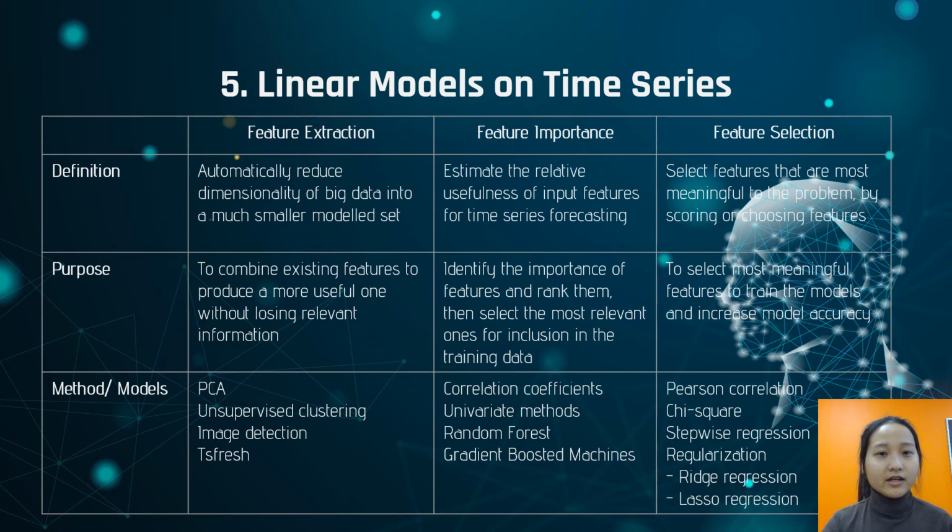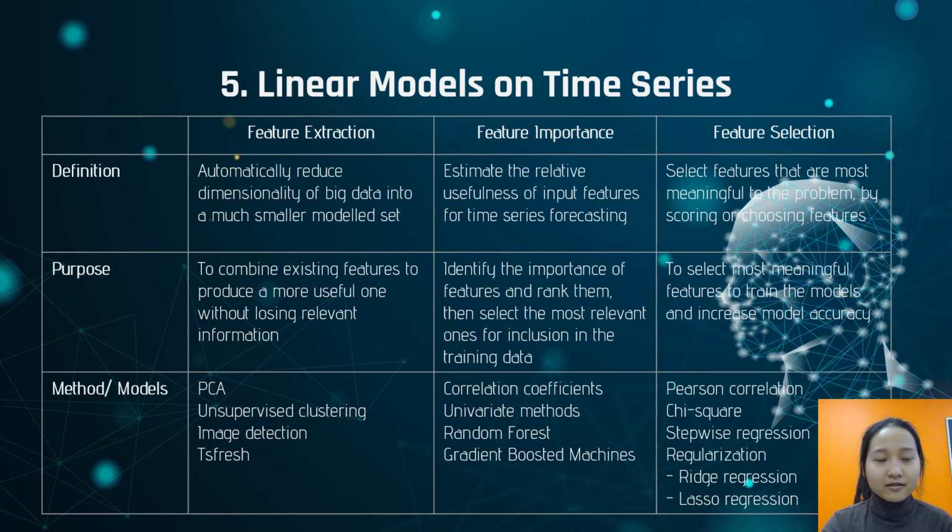So feature extraction is to reduce the big data into a much smaller model and just keep the useful features without losing any relevant information in our machine learning model. And feature importance means to identify the importance of the features, rank them, and select the most important ones for the training model. The methods in feature importance include correlation coefficients, random forest, and gradient boosted machine.